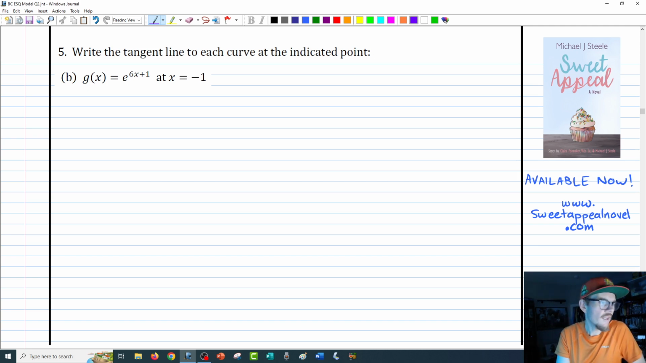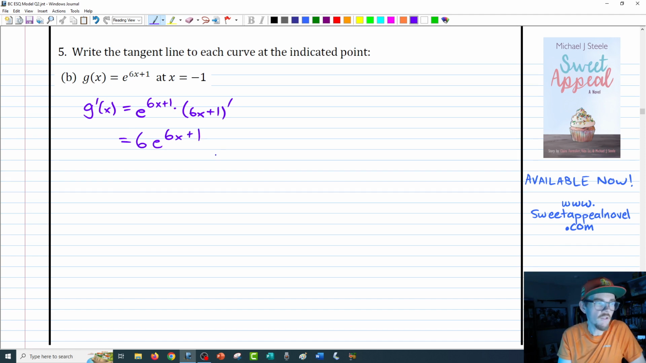However you want to do it, I guess I could demonstrate the full chain rule in this case. Do I want to? I'm not going to do the full chain rule. Instead, I'll point out that the derivative here is going to be equal to e to the stuff times the derivative of the inside, which is the derivative of 6x plus 1. If we clean this up a little bit, 6x plus 1 being a line, its derivative is its slope, so that'll give us a scalar of 6. We'll have 6e to the 6x plus 1.